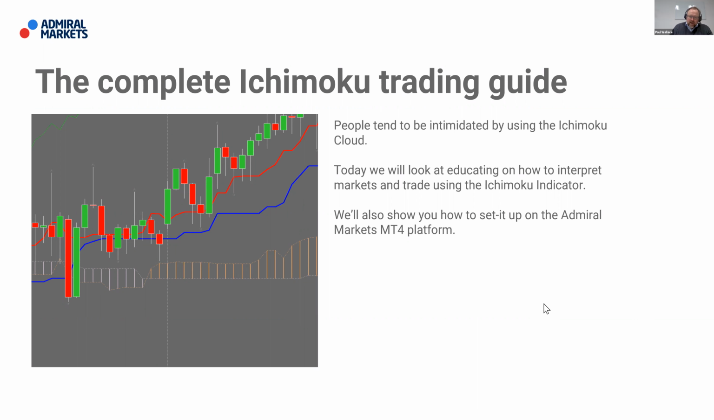So, as we said, people tend to be intimidated by the Ichimoku cloud, new traders in particular. What we're going to do today is look at educating you on how to interpret markets and trade using the Ichimoku indicator. I'm also going to show you how to set it up on the Admiral Markets MT4 platform. That's another element that has perhaps been overlooked in terms of what has kept traders from using the indicator: MT4 and MT5 are very popular trading platforms, but up until recently they weren't really set up to demonstrate or trade with Ichimoku. But that has all changed, as I will show you.